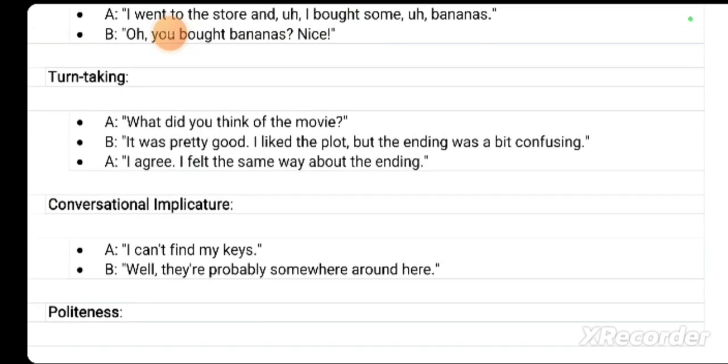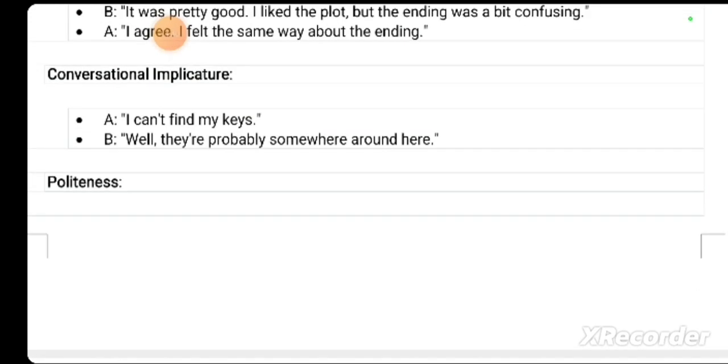Turn taking. A, "What did you think of the movie?" B, "It was pretty good. I liked the plot, but the ending was a bit confusing." "I agree. I felt the same way about the ending." So both of these persons have not overlapped each other because they have understood when their turn starts. Conversational implication means to imply meanings. Person A says, "I can't find my keys." Person B says, "Well, they are probably somewhere around here."